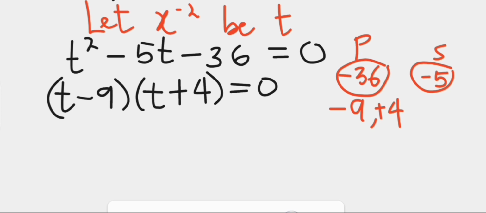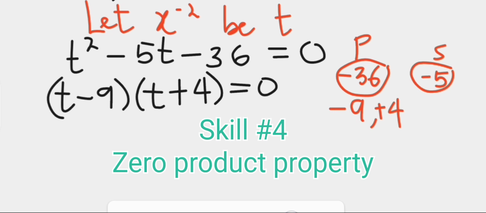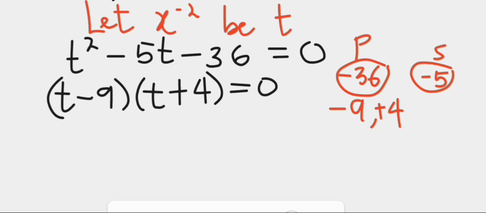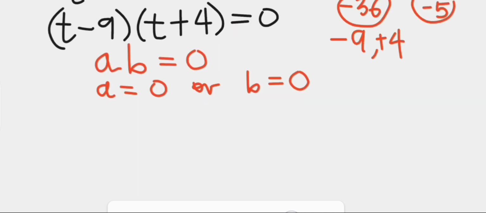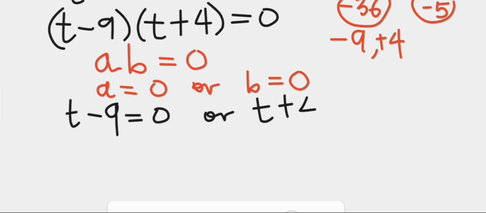Then we apply the next skill. The next skill, which is the fourth one, is the zero product property. If we have the product of two numbers, a times b, giving 0, it means either a is 0 or b is 0, or both in some cases. And so our product becomes either t minus 9 is 0 or t plus 4 is 0.